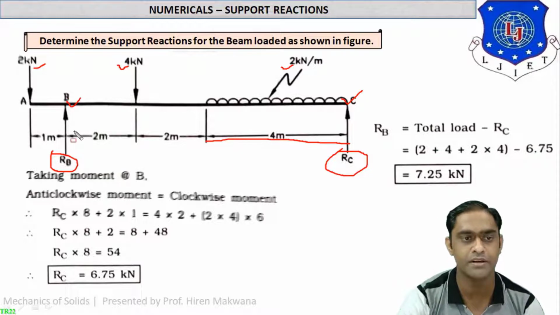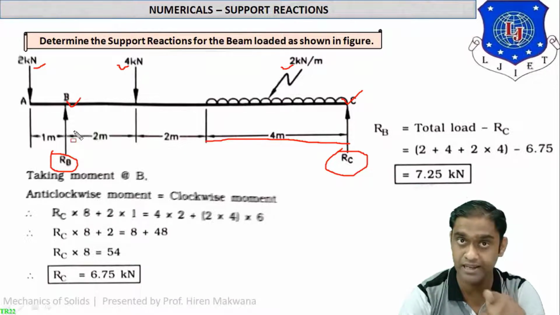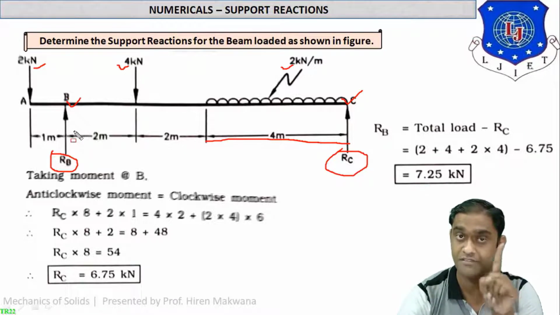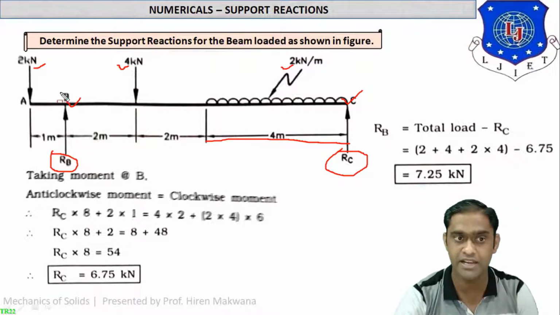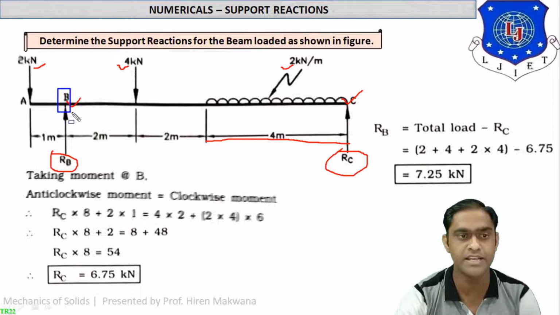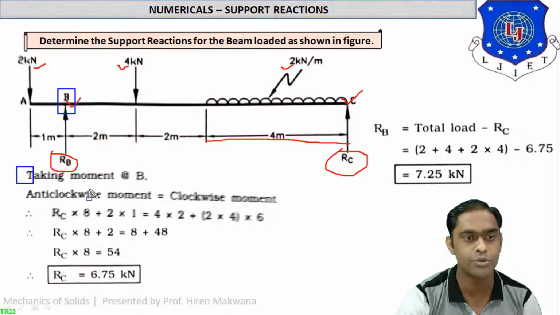As per our method, we always have to take movement at left support only. Okay, not left extreme point. Left support only, not left extreme point. Remember my words. Where is the left support? The left support is at point B. So we have to take the movement at point B only.